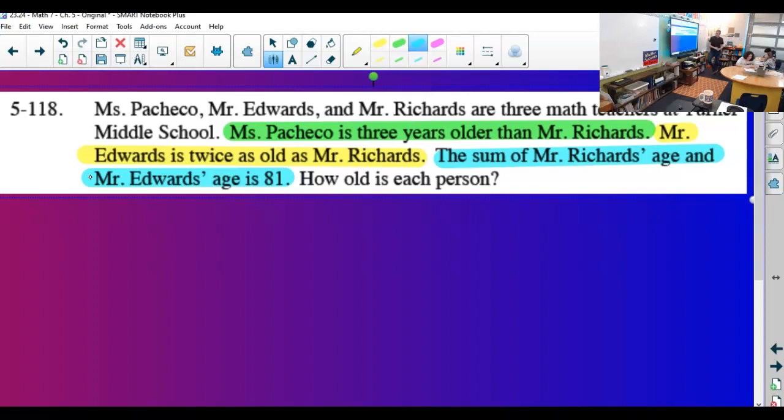Go ahead, guys. Write down what we see from what we highlighted, or like what we know from what we highlighted. I'm just getting more pencils.